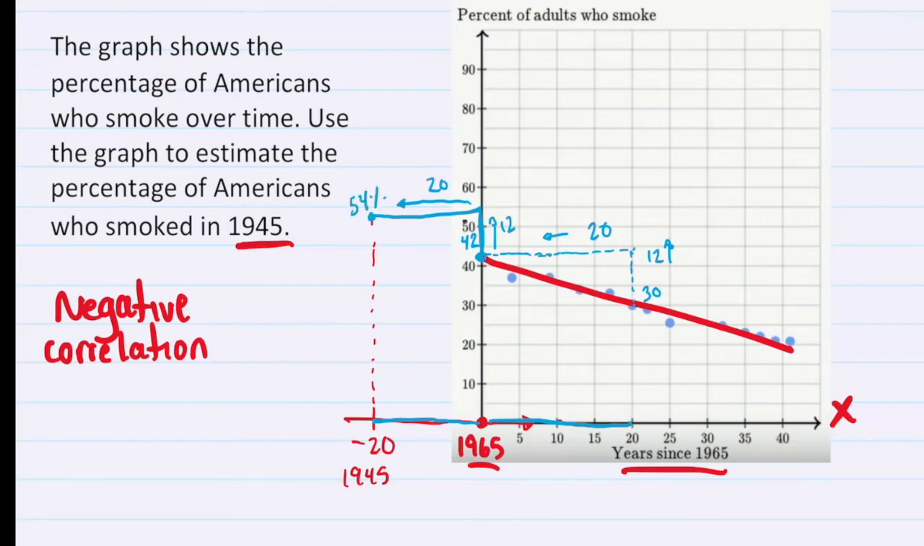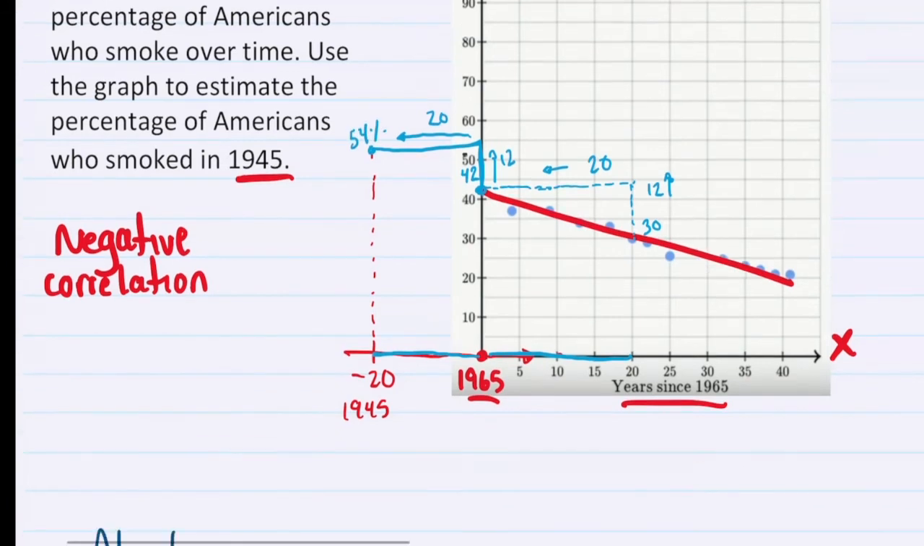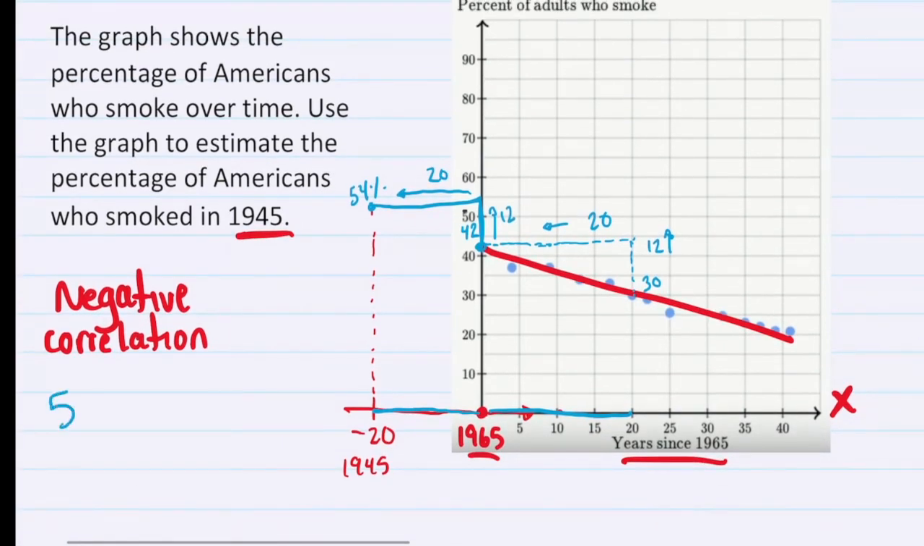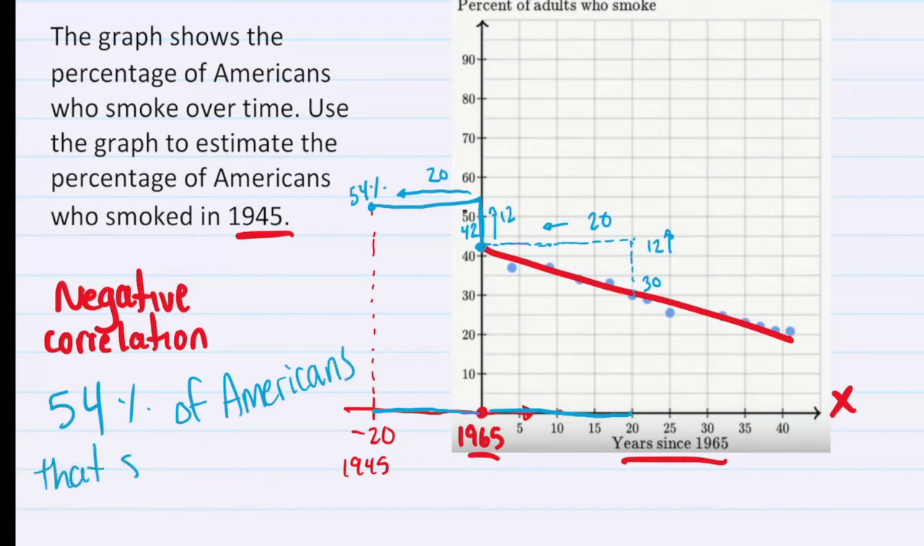So, in 1945, there were 54% of Americans that smoked in 1945. There you have it. Now, that's the answer. Now, what happens if they were to ask you to create an equation for that? Well, very simple.